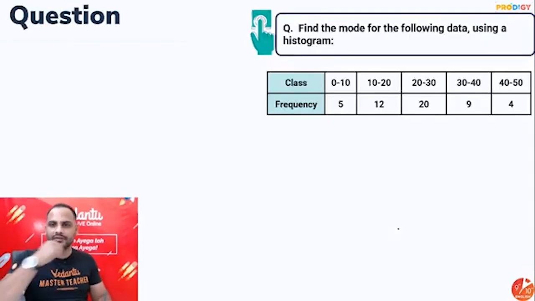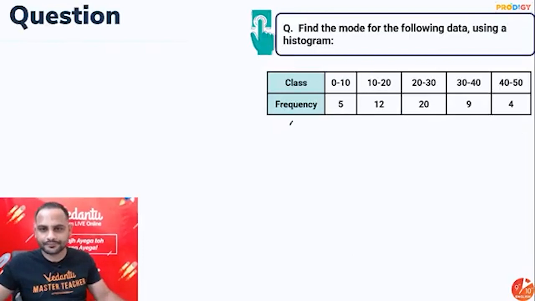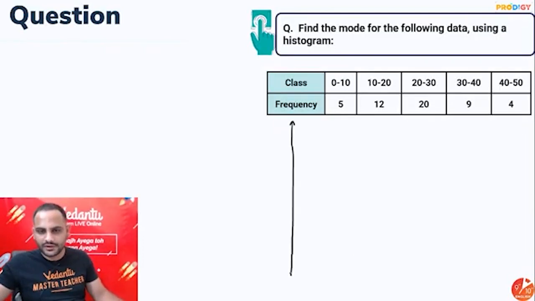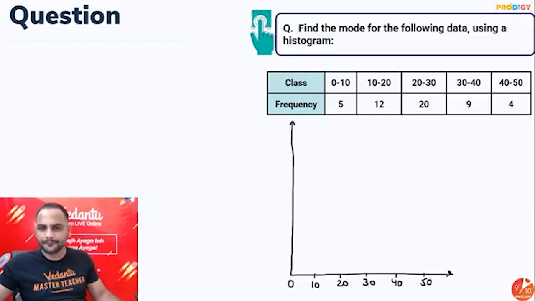For example, over here, find the mode of the data using a histogram. So let me give you an example. So I have 0, then 10, 20, 30, 40 and 50. And the frequency I am saying goes up to 20, so I'll go for 5, 10, 15 and 20. The first class is 0 to 10. The frequency is 5.